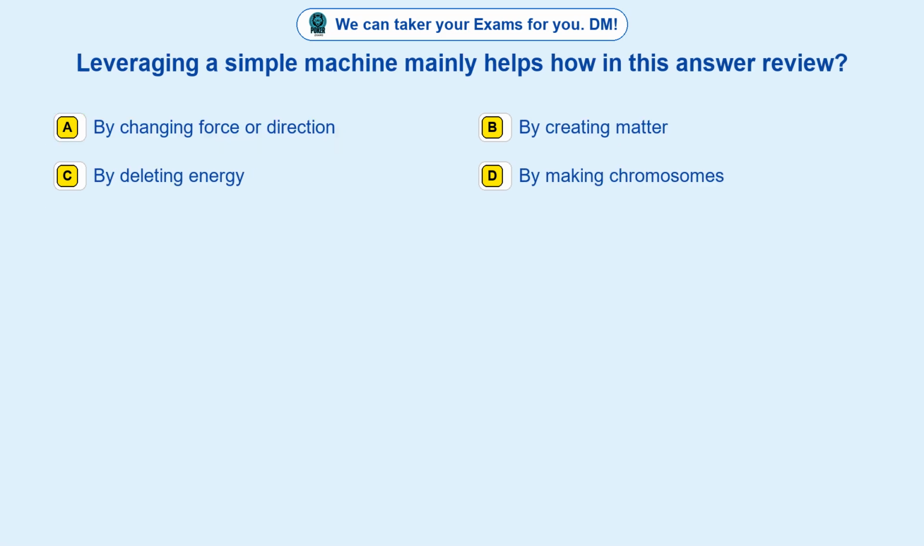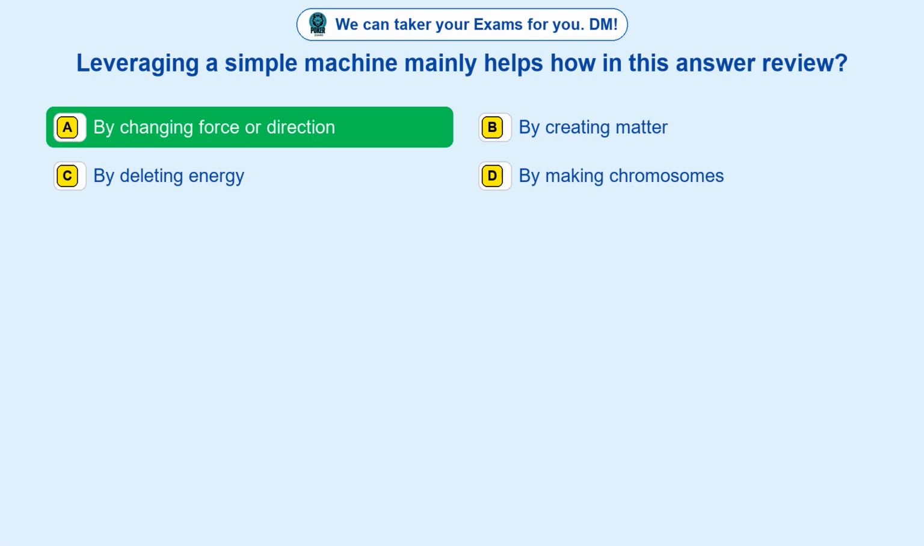Question 63. Leveraging a simple machine mainly helps how in this answer review? Option A. By changing force or direction. Option B. By creating matter. Option C. By deleting energy. Option D. By making chromosomes. The correct answer is option A.